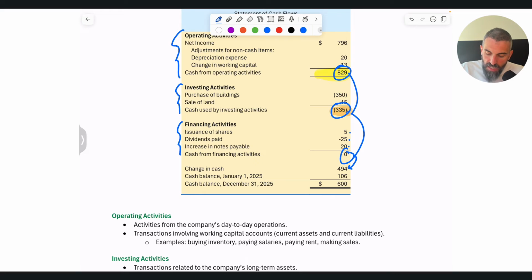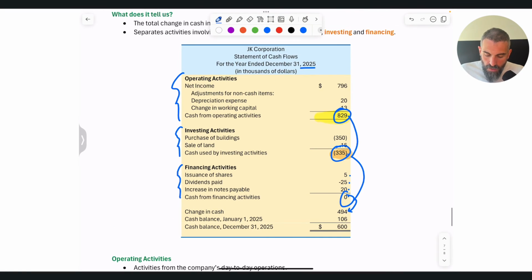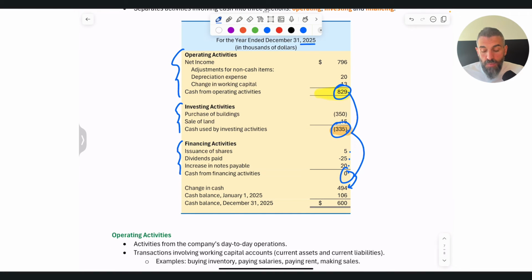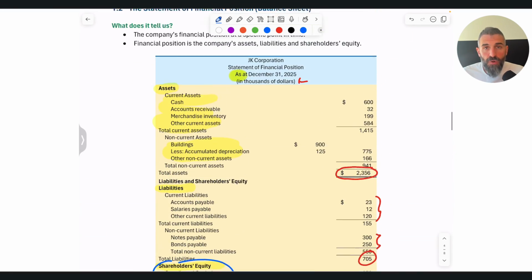Now, when you put all these together, the three totals, you get your total change in cash, which means in this particular year, 2025, our total cash increased. It's increased because it's positive by $494,000. And then look underneath. If we started the year with $106,000, we had a net cash inflow of $494,000.